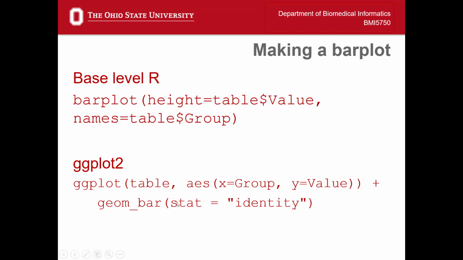And if you have done the counting already, we set stat equal to identity, because we tell it to just plot the numbers that we've given you. If you need ggplot2 to count the things, then I'll show you how that works in the code part. So think about whether you're doing the counting or you want ggplot2 to do the counting, and change this stat option appropriately.